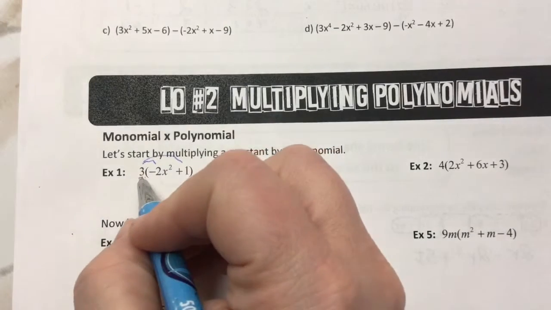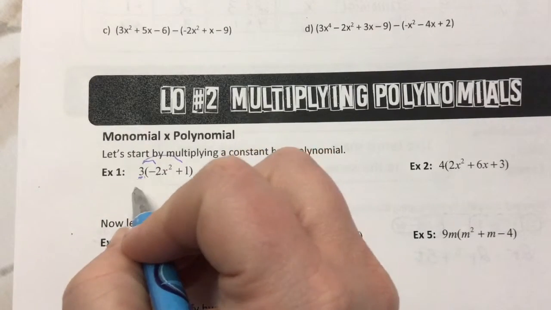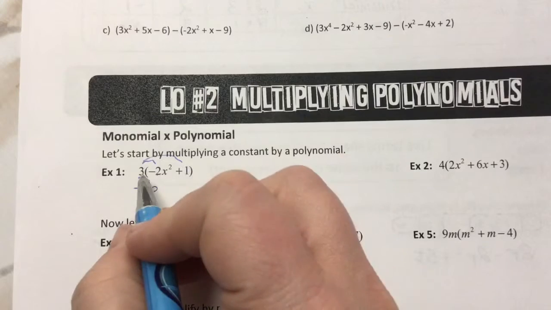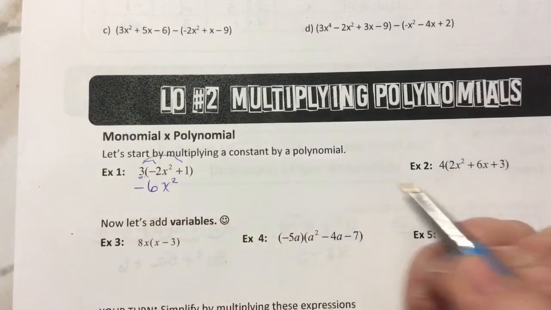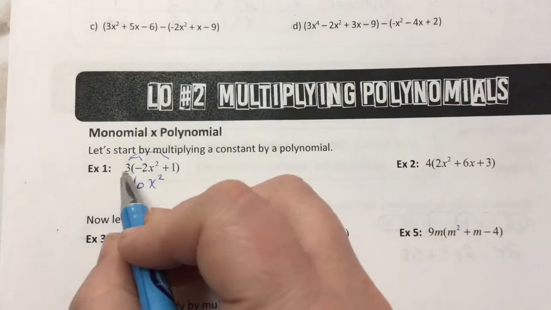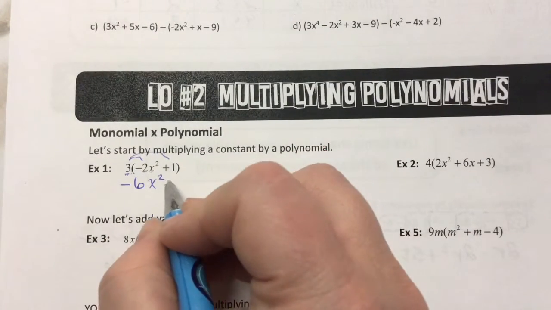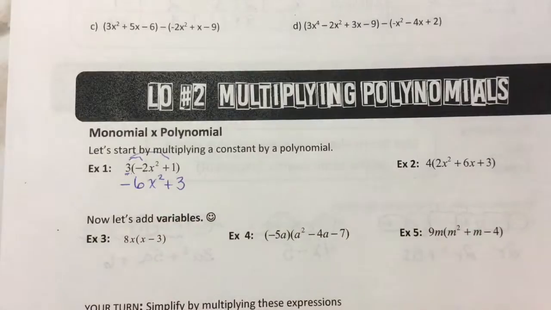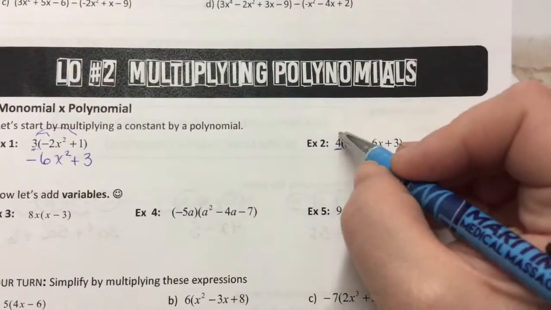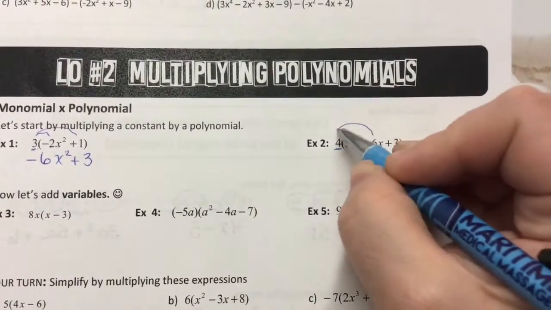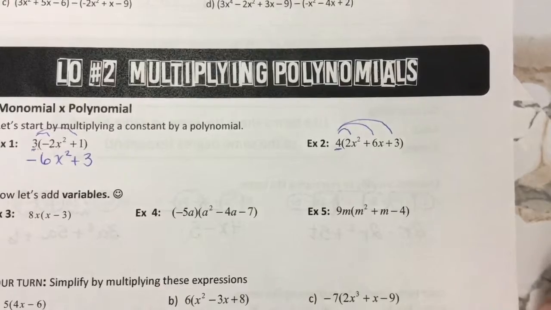So 3 times -2 is -6, and here there's no x, so you're just going to take this x squared here. Then you're going to do the same thing with the 3 times +1 gives you +3, and that's it. Second example, you do the same thing. You take whatever's outside of the bracket and you multiply it with whatever is inside.